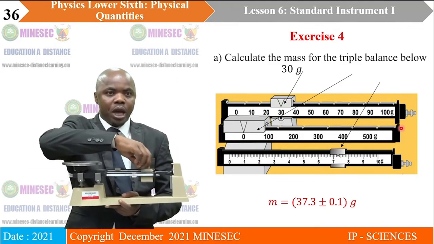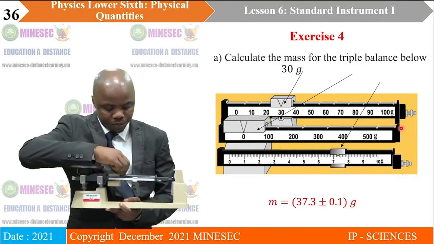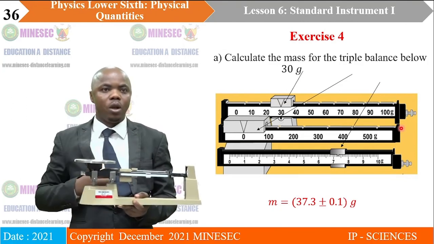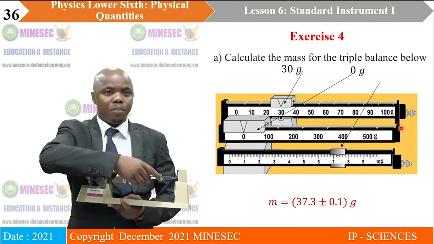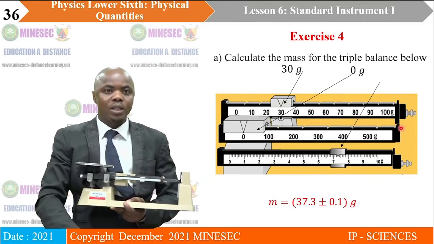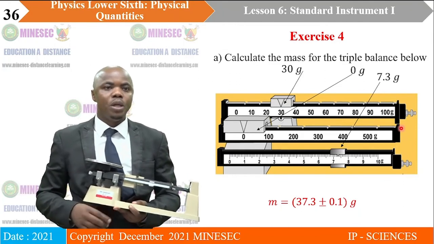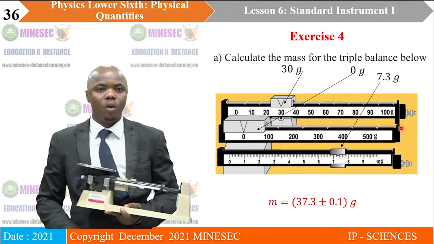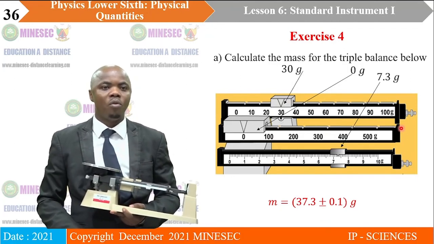The second scale, the big one, is at 0 grams. The third scale is at 7.3 grams. Therefore, what should be our reading? It should be 30 plus 0 plus 7.3. That gives us a total of 37.3 grams.